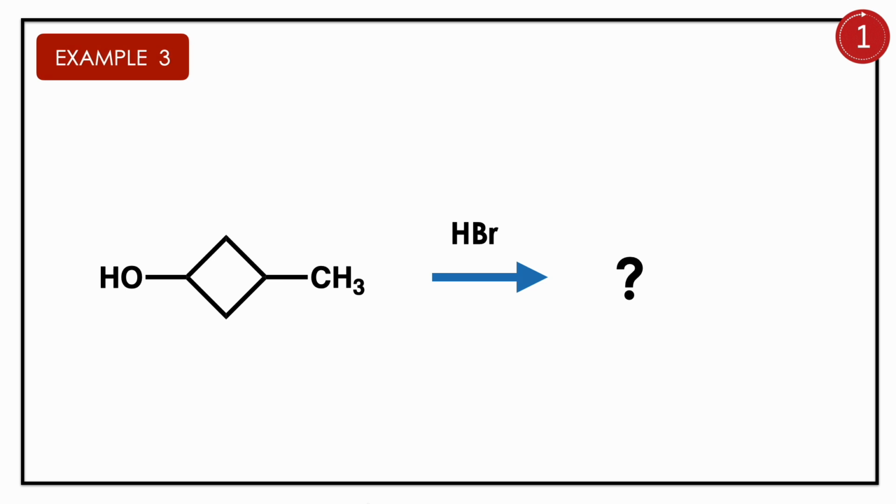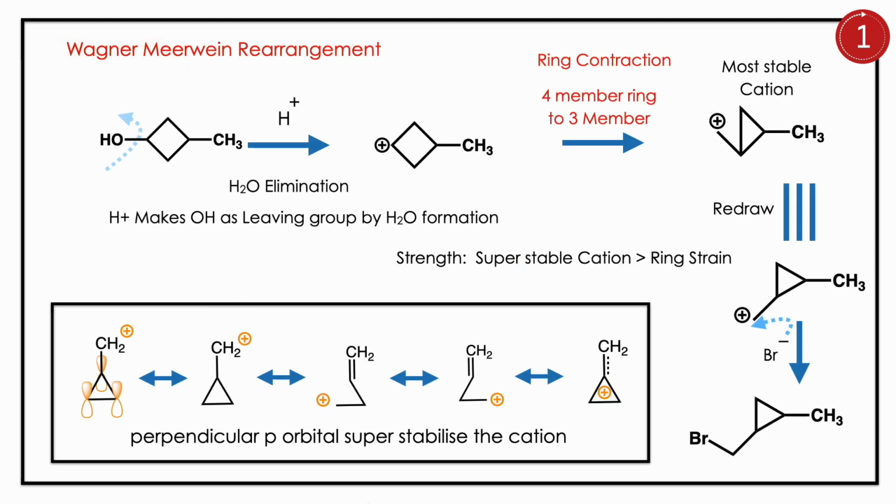Then the next example: here you have a cyclobutane with an alcohol and a methyl in the 1,3 position. You are reacting with HBr, and you should find what the final product will be. Here you have the Wagner-Meerwein rearrangement possibility because you are forming the cation in the ring. So OH will be removed as water because H plus and OH react, and you have a cation in the ring.